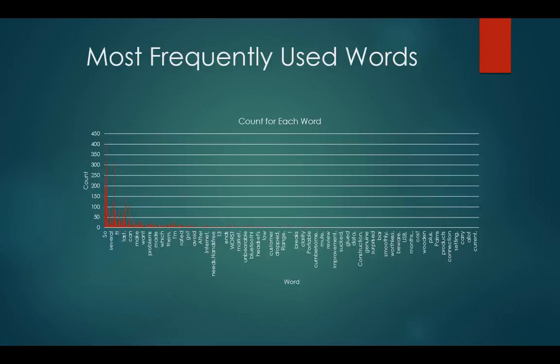Here we have the most frequently used words. As you can tell, some of these words are not as relevant as others. As you can see, "so" and "several" we use the most. But when you look down, you'll find good, great, and things of that nature, which allow us to see that it's a positive review a lot easier than reading each sentence individually.